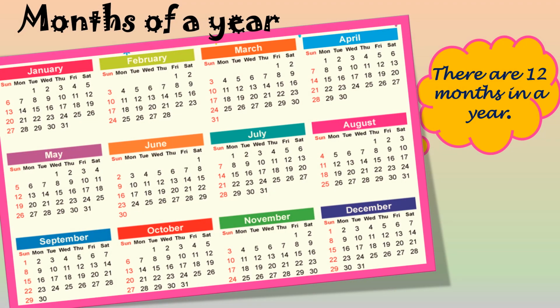There are 12 months in a year. These months are January, February, March, April, May, June, July, August, September, October, November and December. January is the first month of a year and December is the last month of the year. Each month has 30 or 31 days except February, which has 28 or 29 days.